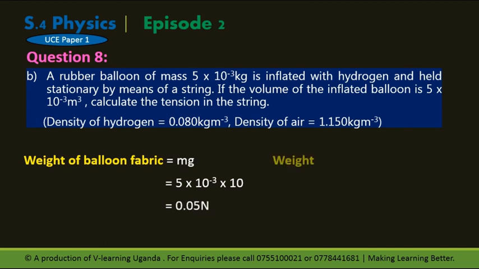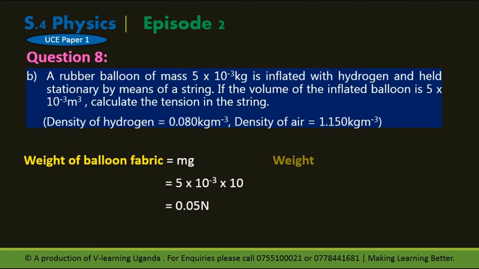And then the content mass is not given, but we need to get the weight of this hydrogen, because when you get weight of the fabric plus weight of the content, you get the whole weight of the balloon. Now, weight of the content, which is hydrogen, we shall acquire mass by using its density, and of course we've been given the volume of the inflated balloon, so that is the same volume for the hydrogen in the balloon.